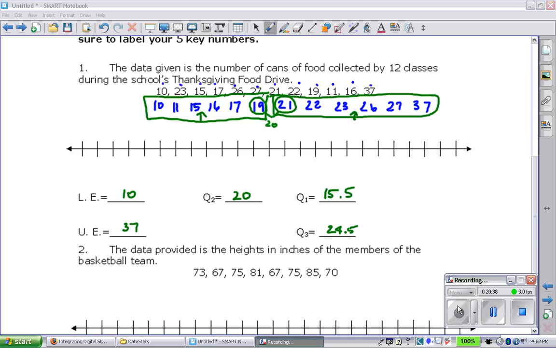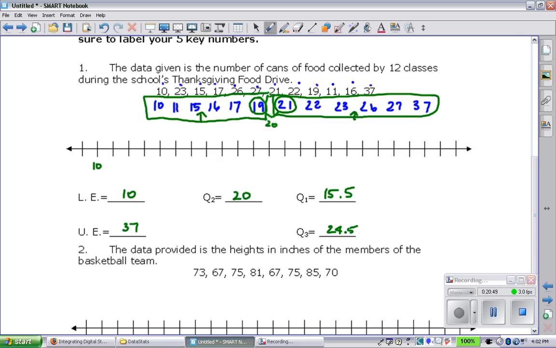Now, why don't you go ahead and fill in your numbers. Let's go with a scale of 2. So maybe start down here with 10 and count by 2s. So go ahead and do that and see if you can make your box and whisker plot like we did in the last example, and then check back.